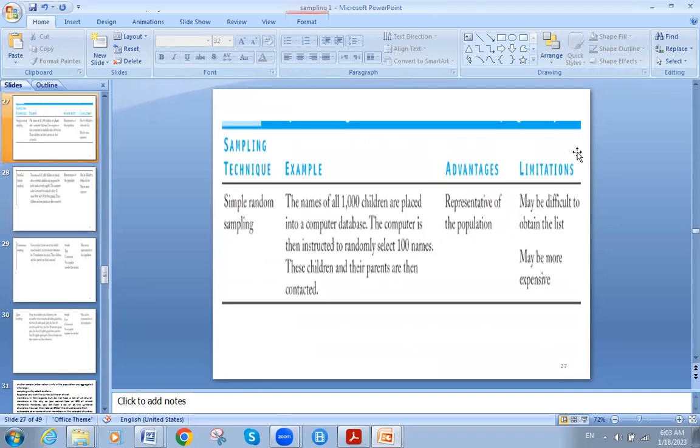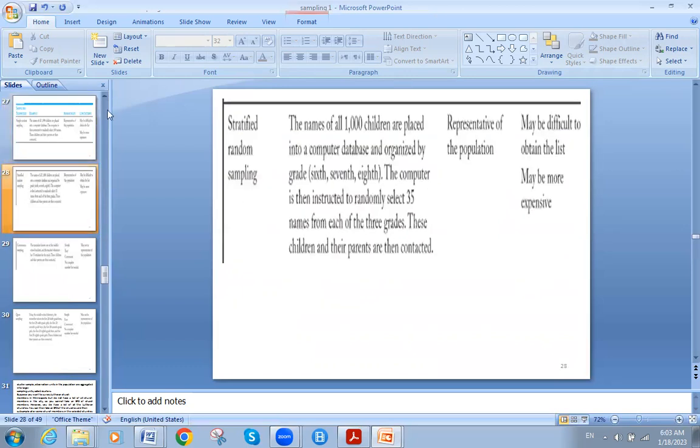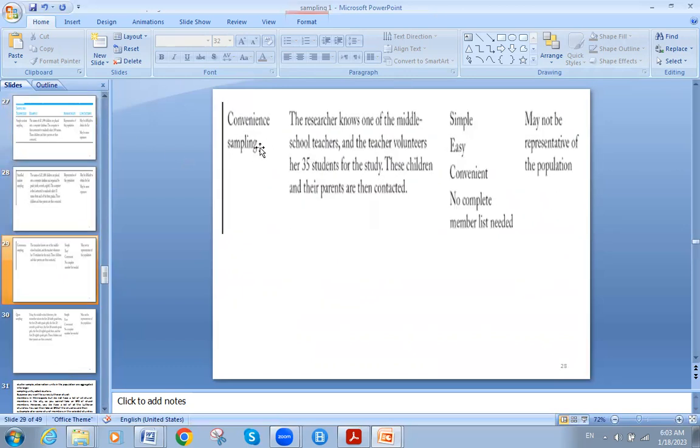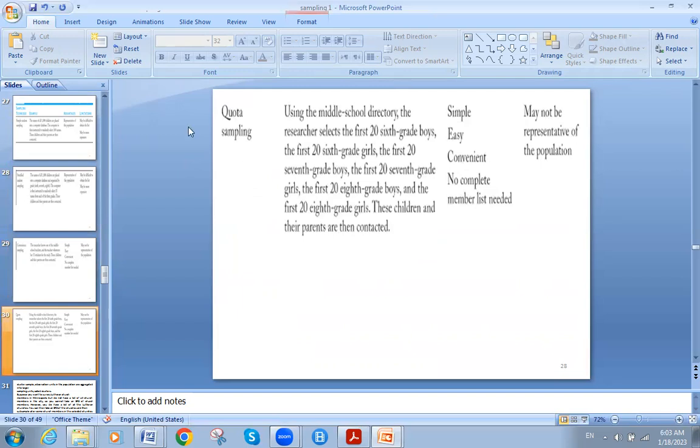We've talked today about the 4 types: simple random sampling, stratified random sampling, convenience sampling, and quota sampling. And those are the 4 types of sampling.